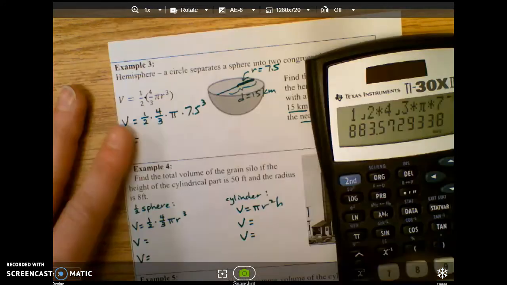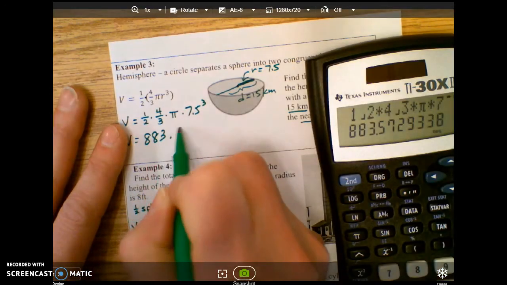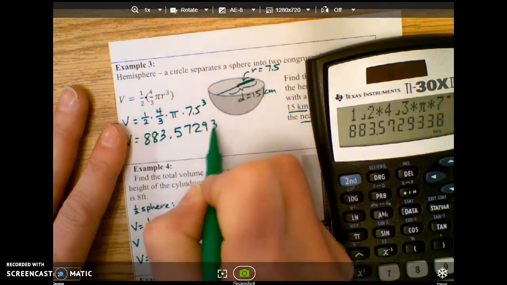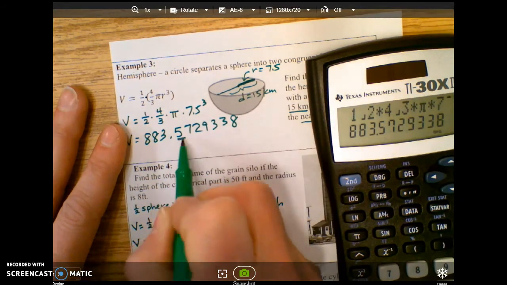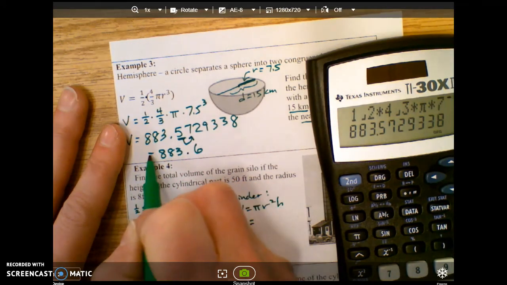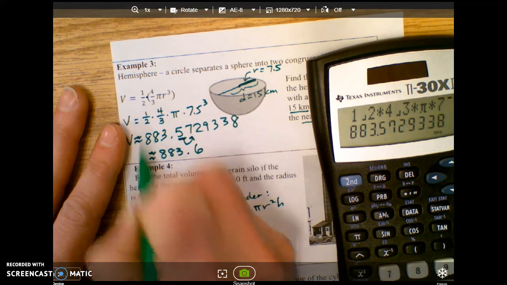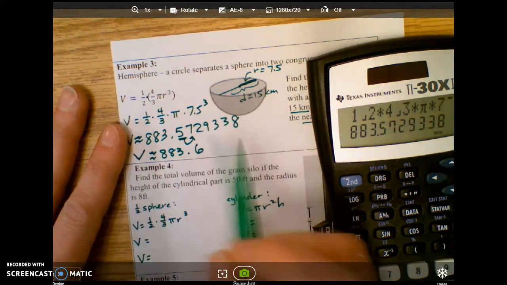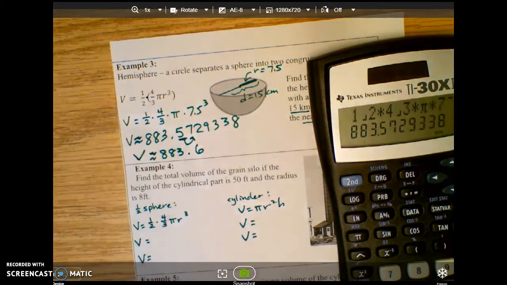And we've got our 883.5729338. We round to the nearest tenth. We look next door and we realize we've got to round it up, 883.6. And again, this is an approximate answer because we've used pi. And we want to know approximately what it is to the nearest tenth. So we have it rounded.